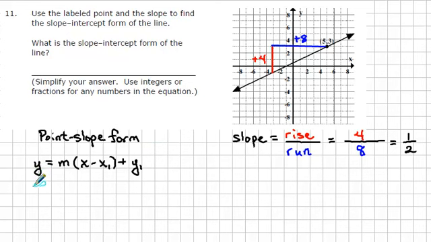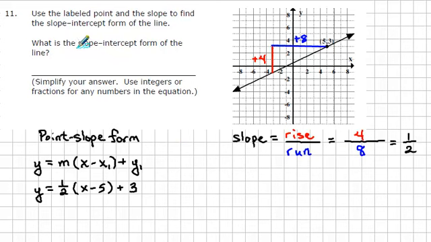So in this case we can go ahead and substitute in our known values. y is equal to the slope, which we just determined is 1/2, multiplied by x minus the x-coordinate of our given point, which is 5, plus the y-coordinate of our given point, which is 3. So y is equal to 1/2 times the quantity x minus 5 plus 3. This is the point-slope form of the line.